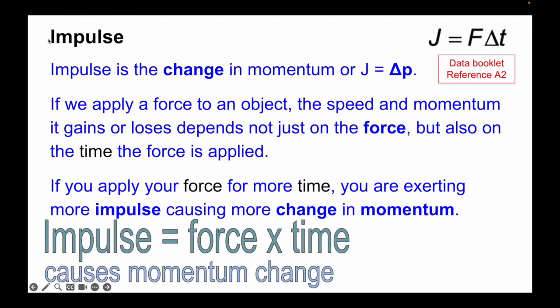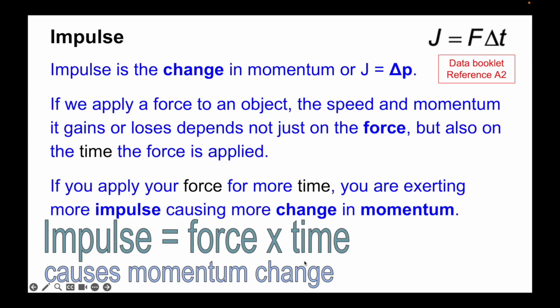So the next vocabulary term, I suppose, is impulse. Impulse is the change in momentum, and we can call it J in this case. This is another formula: J equals force times delta t, where delta t is change in time. If we apply a force to an object, the momentum it gains or loses depends not just on the force, but also on the time that the force is applied. If you push something for a longer time, you're exerting more impulse on it, causing more change in momentum. So impulse really is force times time. That's going to be the change in momentum.